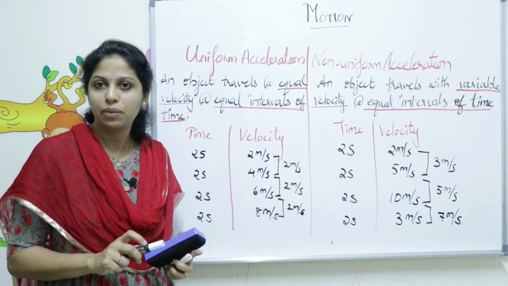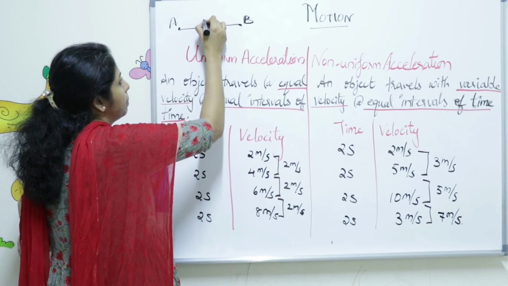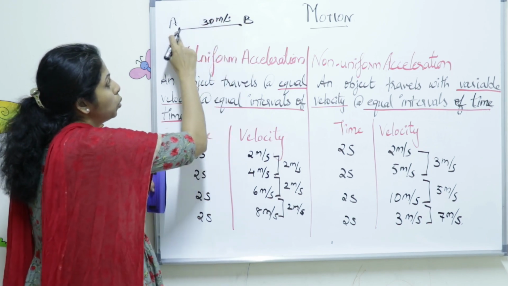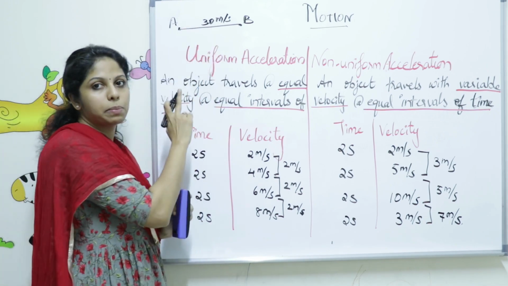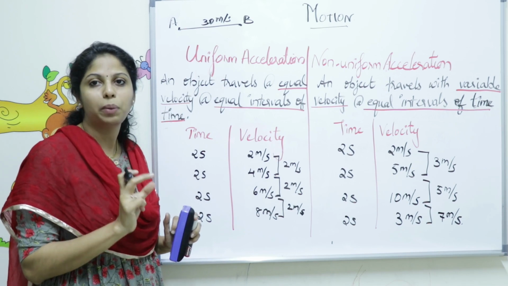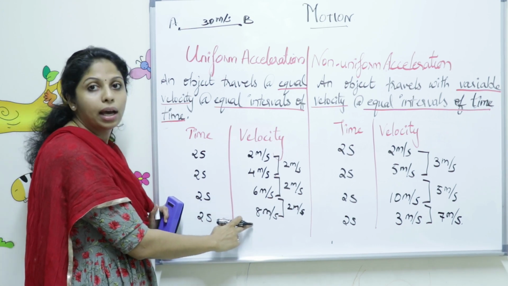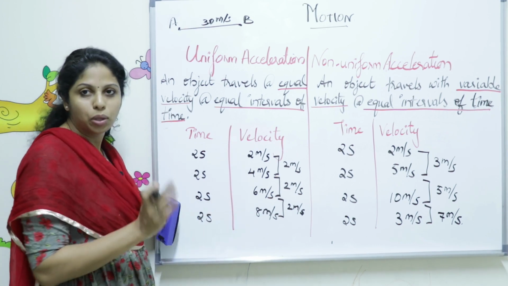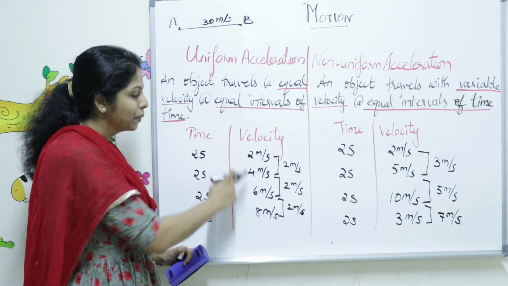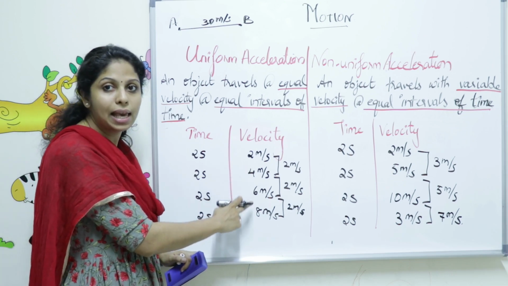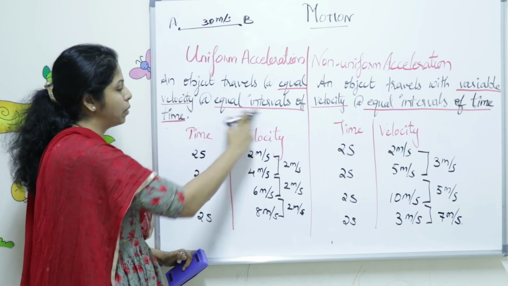Don't get confused between constant velocity and equal velocity. From point A, it moves to point B, maybe at 30 meters per second. Throughout the journey, the object will be moving with only one speed, that is 30 meters per second. That is what we call the object moving at constant speed. But here, the object is equally increasing its velocity. And you know, only when there is a change in velocity, we say there is acceleration. So, here the change in velocity is equal. That is what we mean when we say the velocity changes equally at equal intervals of time.